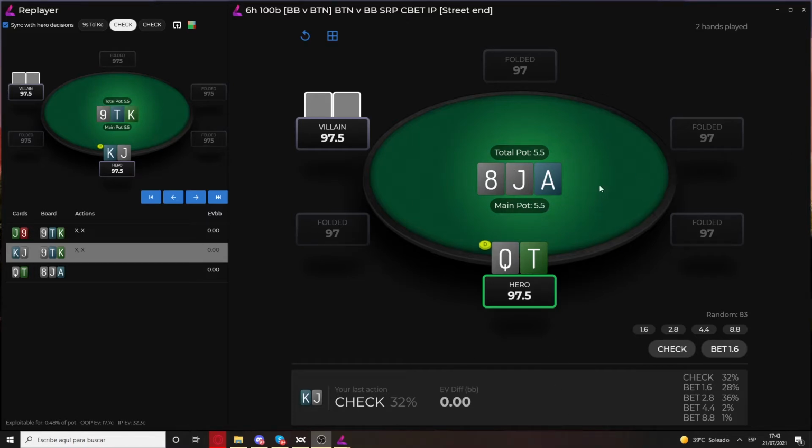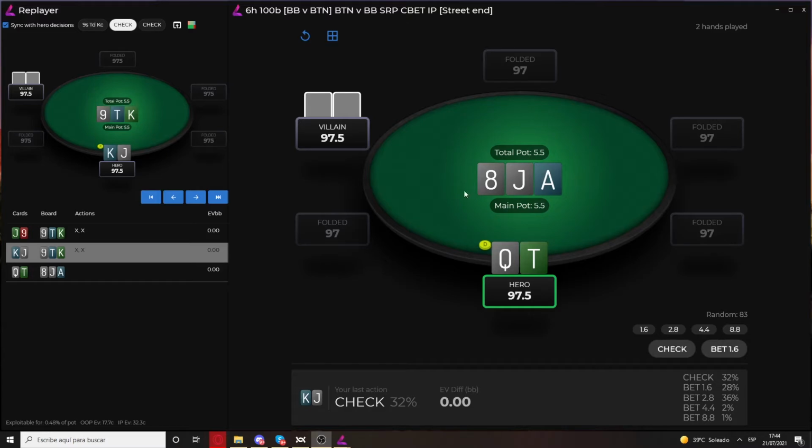So overall we have quite a big nut advantage, which is going to mean that we can use very big sizings. But in some cases, on some boards, we also have an advantage on the rest of our range. And so what happens sometimes is that we're going to want to split our C-betting between small sizings for our bad top pairs and middle pairs, and an overbet sizing for good top pairs, maybe bottom set, maybe two pair, and hands like those.